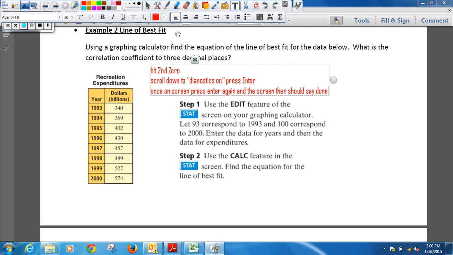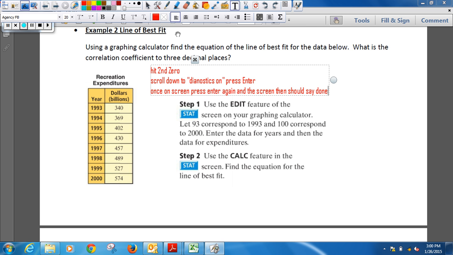Then you're going to go and enter in L2 the list that corresponds with it. So for 93 I have 340. Enter. 369. Enter. 402. Enter. 430. 457. 489. 527 and 574. If you are watching this at home, you probably do not have a graphing calculator with you, so you will need to attempt this when you get back in the classroom to make sure you understand how to enter it.